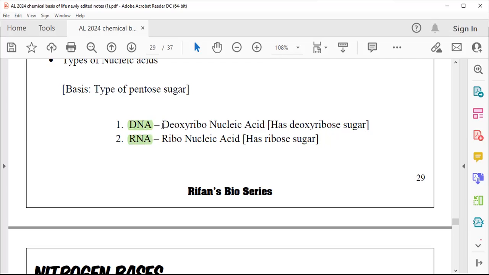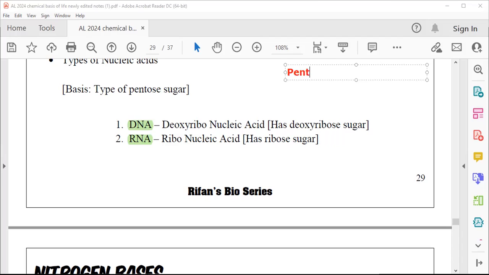Yes, sir. What is DNA standing for? Deoxyribonucleic acid. What is RNA standing for? Ribonucleic acid. Why is it described by the word deoxyribo? Because in it, the pentose sugar called deoxyribose is there.